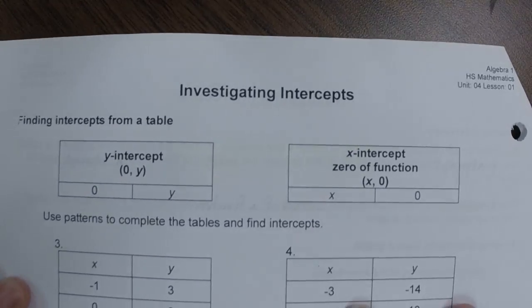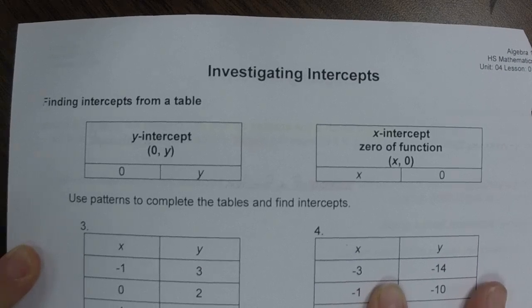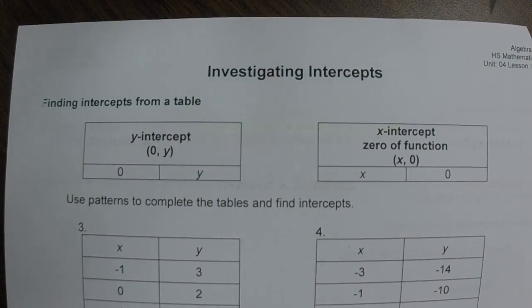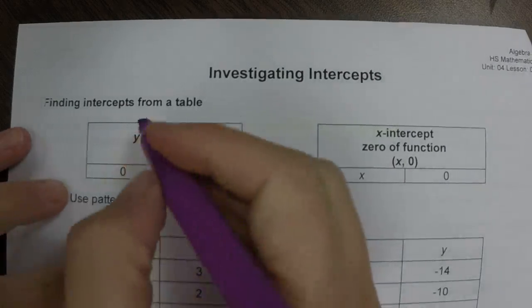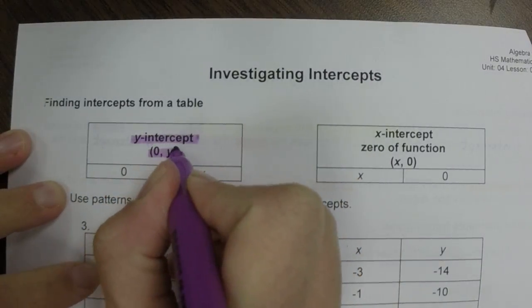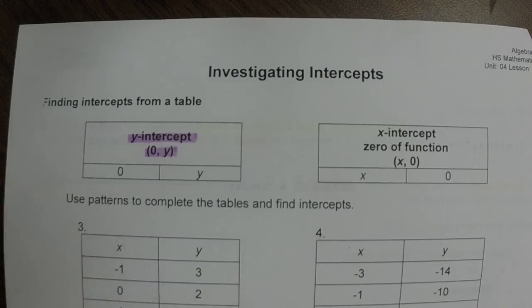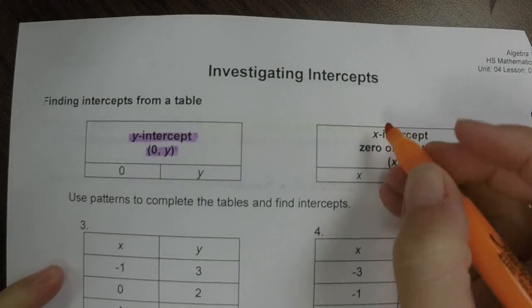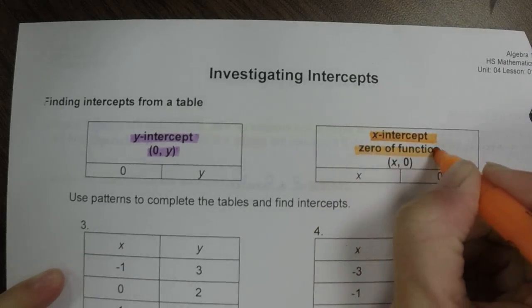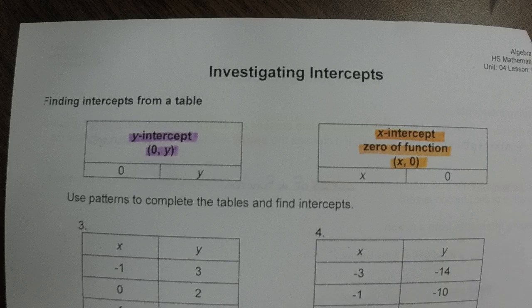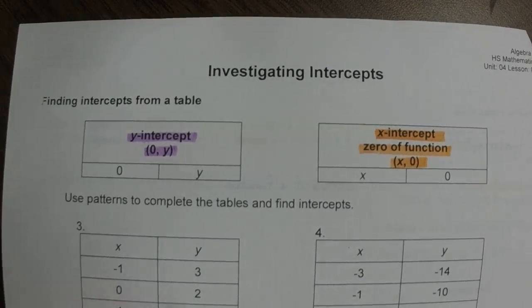What we just did was how to find intercepts when you're looking at a graph. What if they don't give you a graph and they only give you a table? Well, here's that same information again. They said that the y-intercept is going to be (0, y) in the table, and our x-intercept, or the zero of the function, is going to be (x, 0). So if I was trying to look through this table and identify the x and the y, I could actually look for these 0 values.